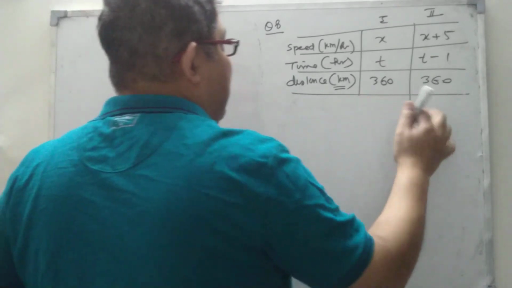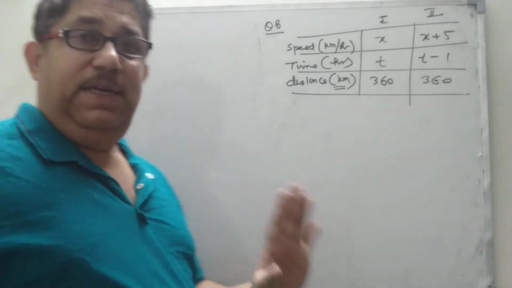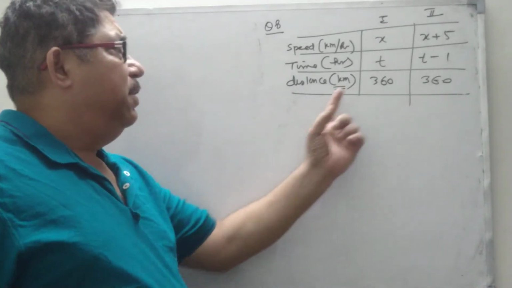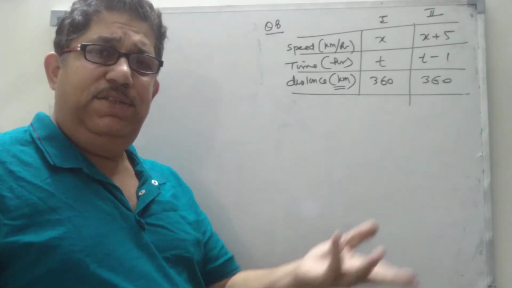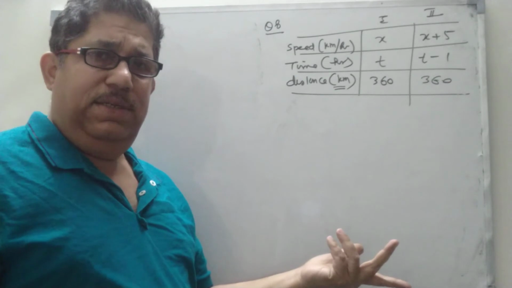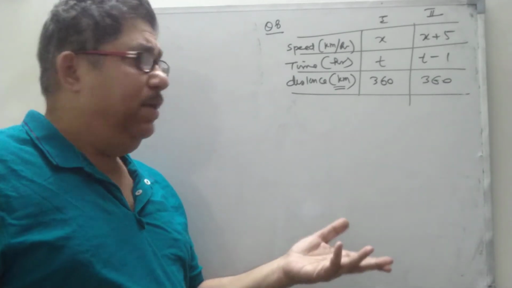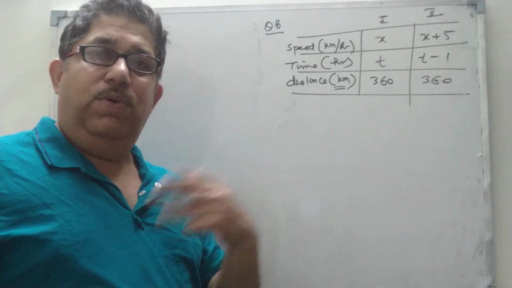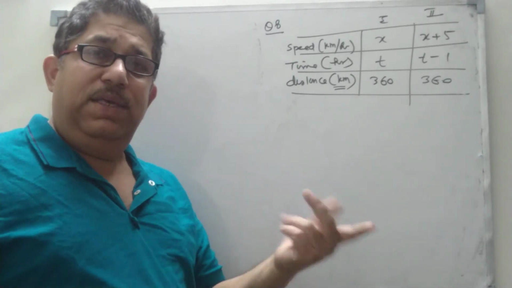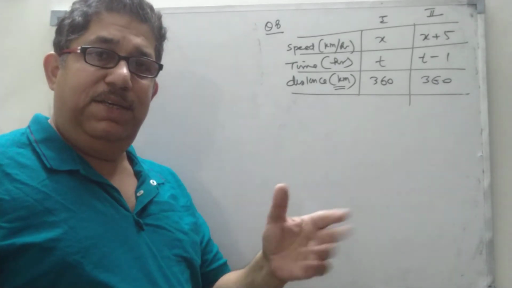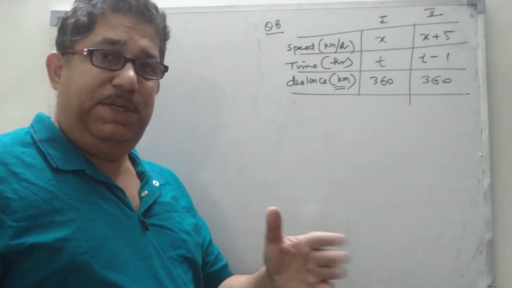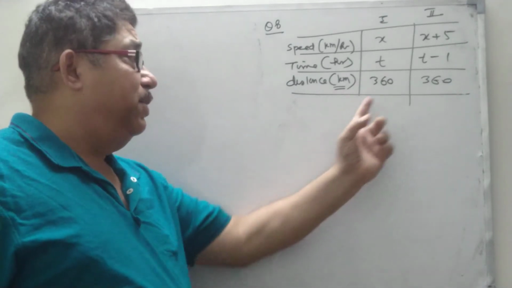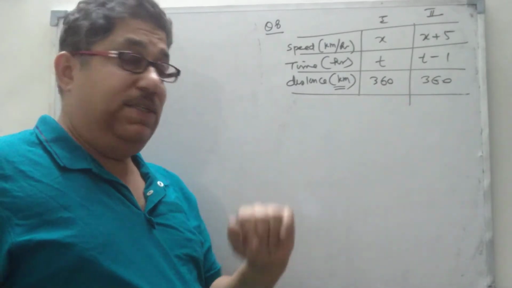Now see. First of all, let us again understand our table properly. 360 kilometers. Why both 360? The distance is the same. Whether you go fast or you go slow, the distance doesn't change. So if I go from school to home by walking, even then the distance is the same. If I go by cycle or auto rickshaw or my car, the distance will remain the same. So speeds can be different, but the distance remains the same. That's why the distance is the same in both cases.